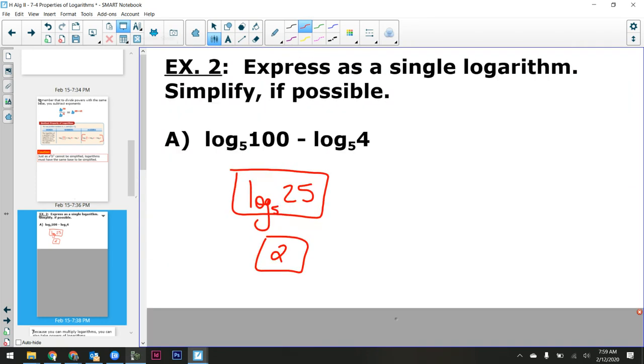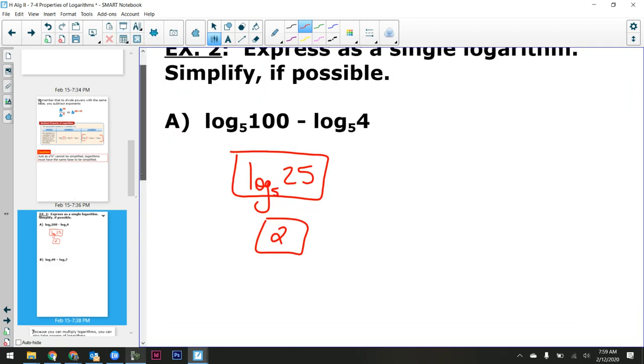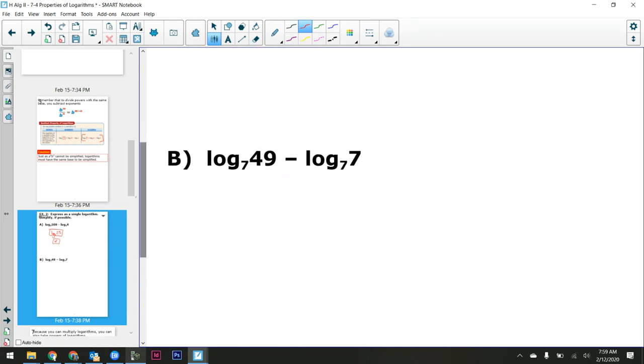Okay, let's try another one here. Go ahead and do that one. That one's pretty simple. That one we could simplify ahead of time, but again, express it as a single log, then simplify. What does this simplify all the way down to? What's my final answer?